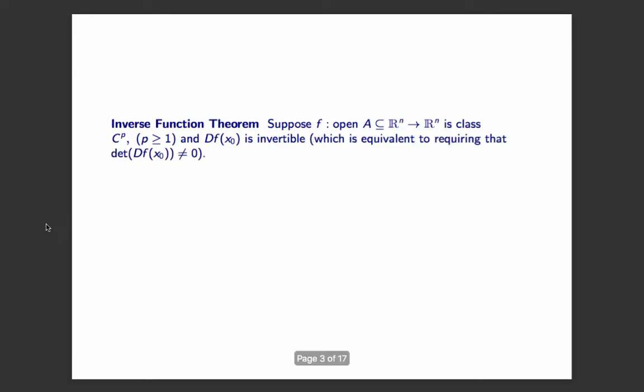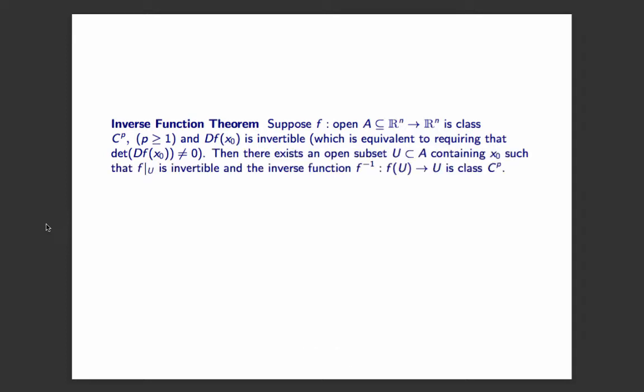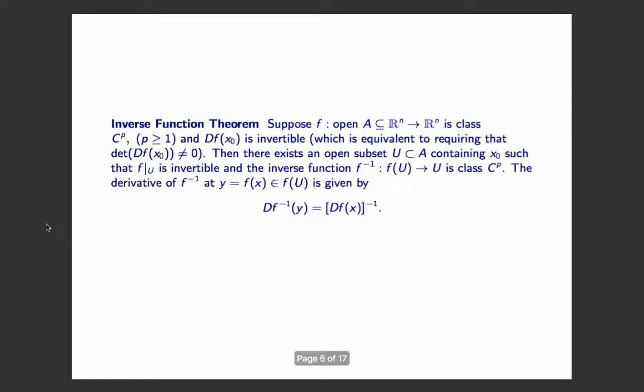If all of those things are true, by the way, the fact that the matrix at x naught is invertible is equivalent to saying that the determinant of that matrix is not 0. Okay, so if all these things are true, then there exists an open subset U of A containing x naught for which f is invertible on U. And the inverse function, which maps f of U to U, is class Cp. Furthermore, the derivative of the inverse at y in f of U is given by the derivative of f at x, inverted.